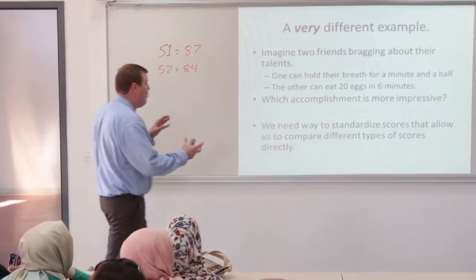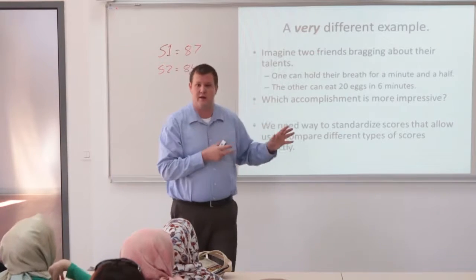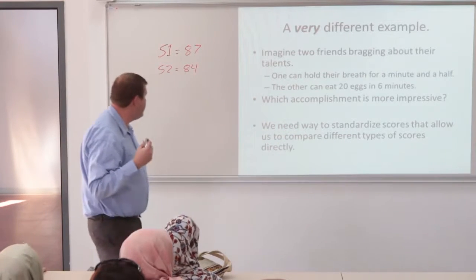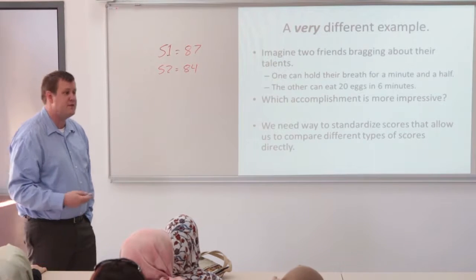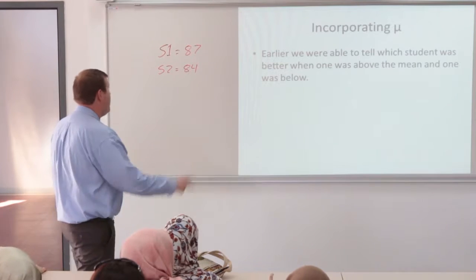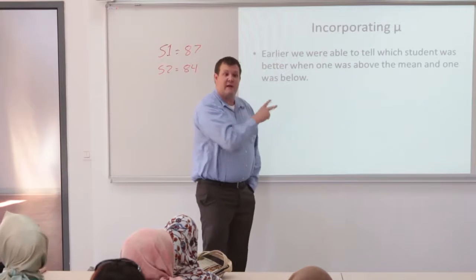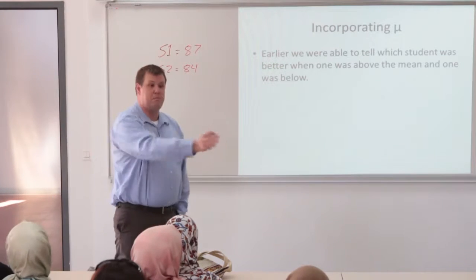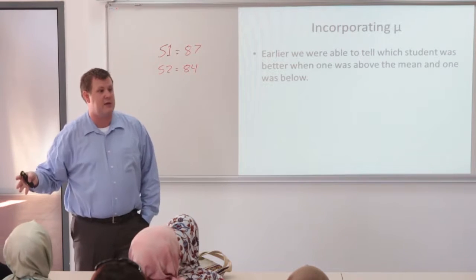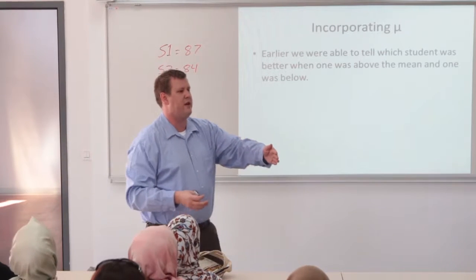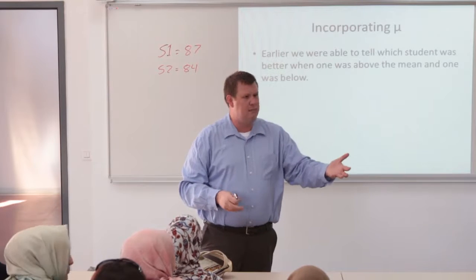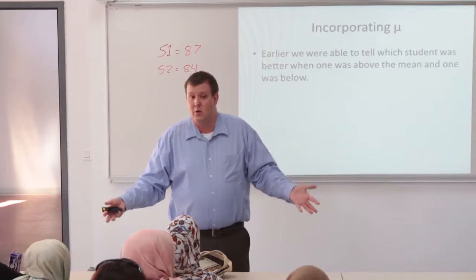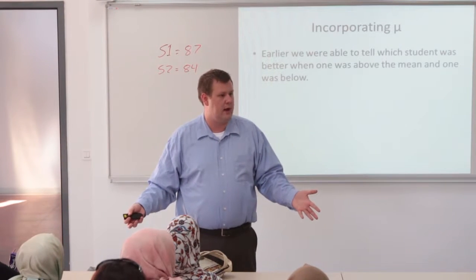What we need to do is some way to standardize the scores, right? That are going to allow us to compare different types of scores directly. So let's incorporate the mean first. Earlier we were able to tell which student was better when one was above the mean and the other was below the mean, right? Or actually we had one above and one at. But if you have one above and one below, then you know which one is doing better, right?